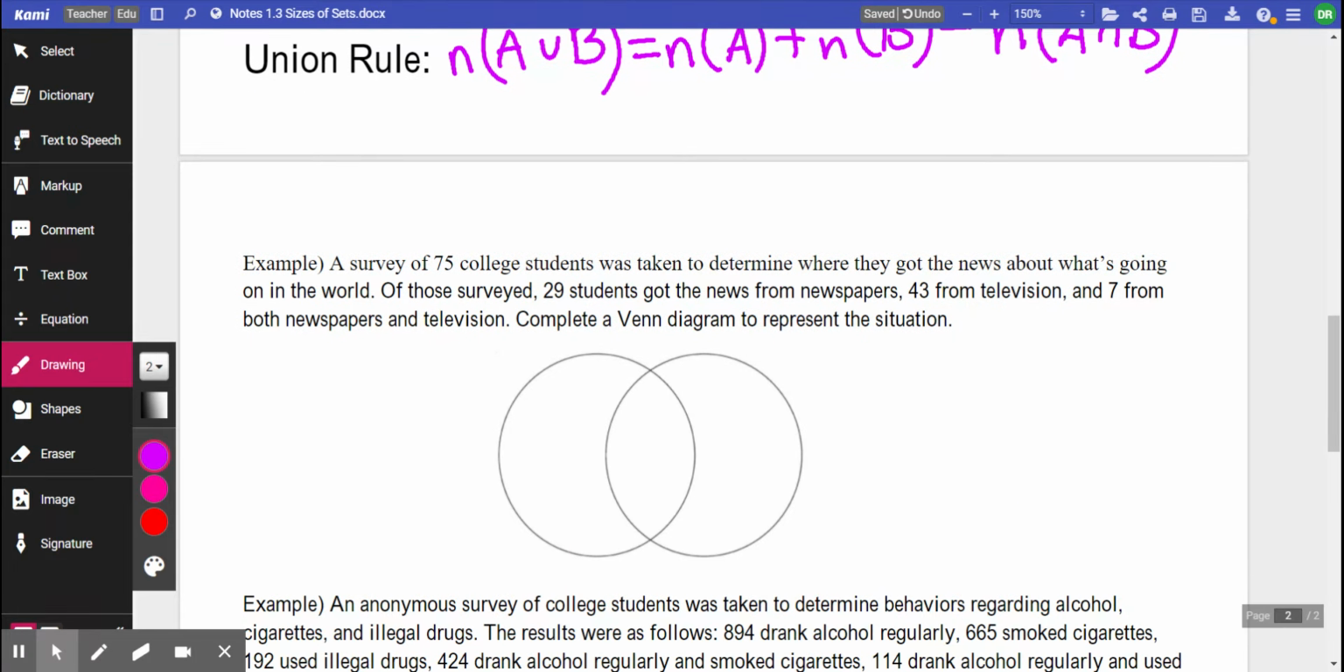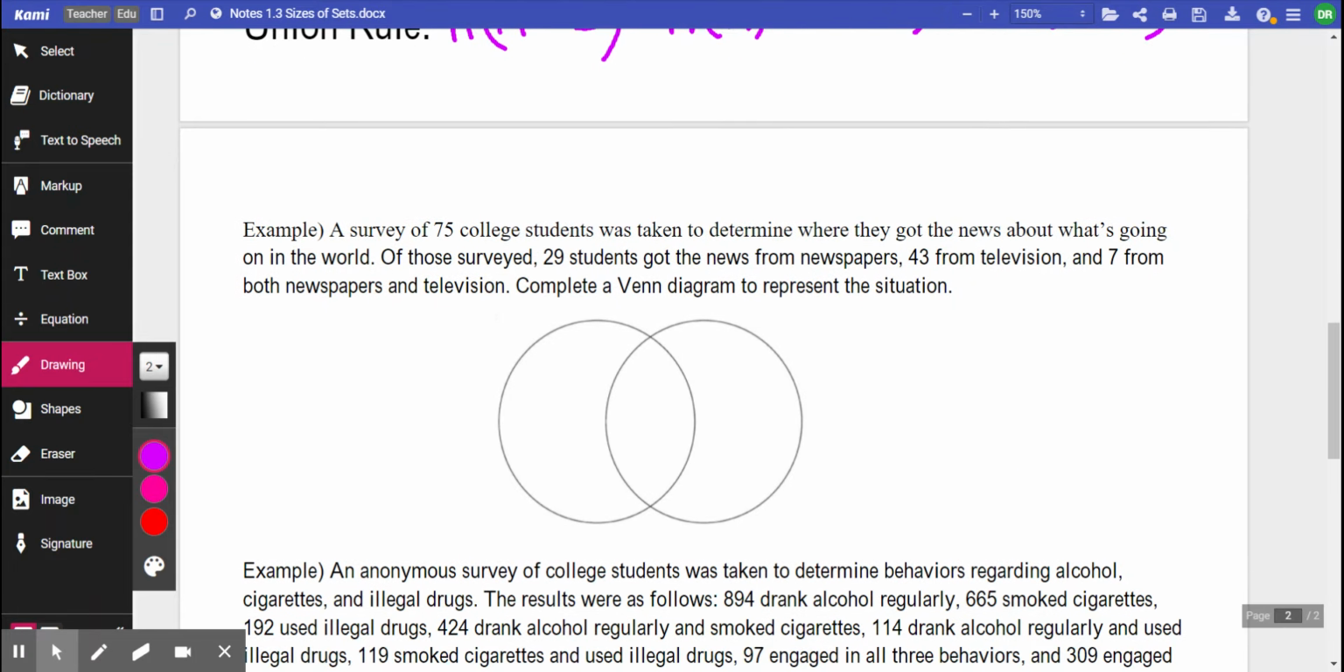All right, so now let's go ahead and do some examples. We may or may not be using that union rule. All right, so a survey of 75 college students was taken to determine where they got the news. So we know that there are 75 total college students that were surveyed for this. Of those surveyed, 29 got their news from newspapers.